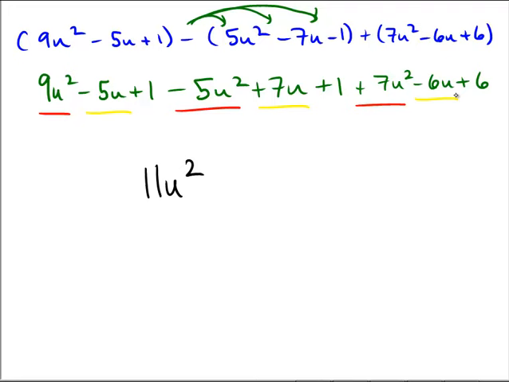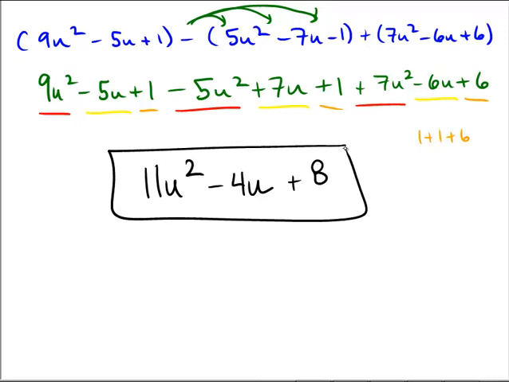So negative 5 plus 7 is positive 2. 2 minus 6 is negative 4. So I'm seeing a minus 4u. And then finally in the last spot I see a plus 1, plus 1, plus 6. And 1 plus 1 plus 6 would be a total of 8. So I'm seeing a plus 8 on the end. So your final answer would be 11u squared minus 4u plus 8.